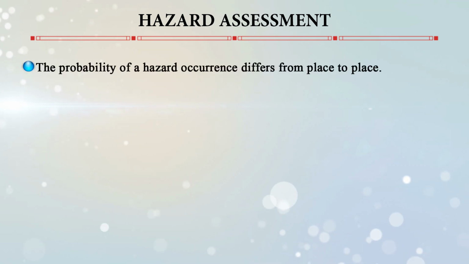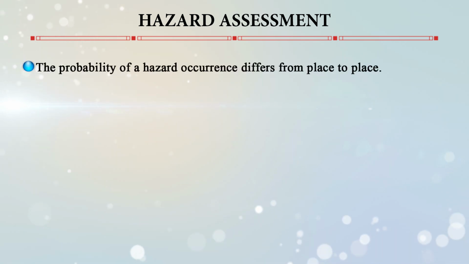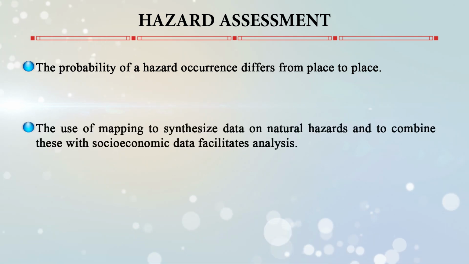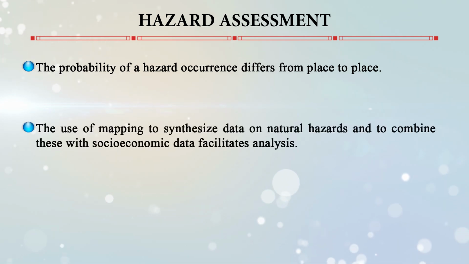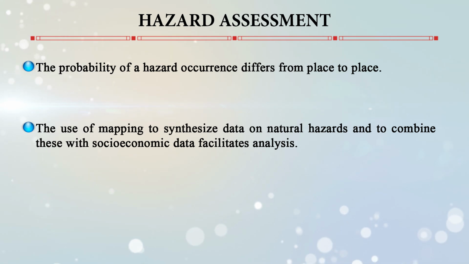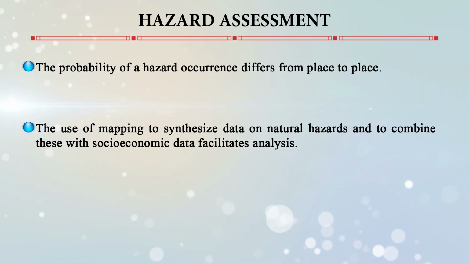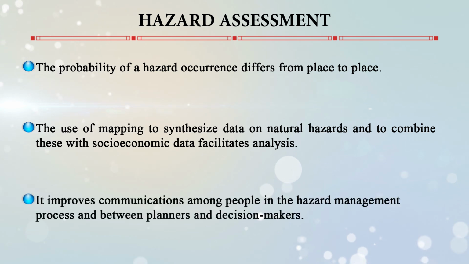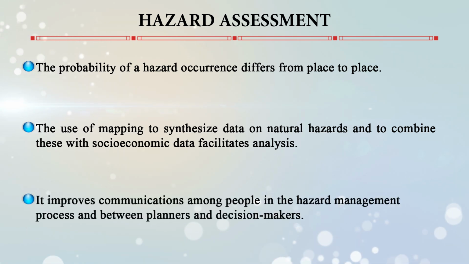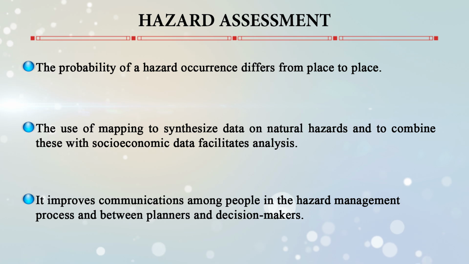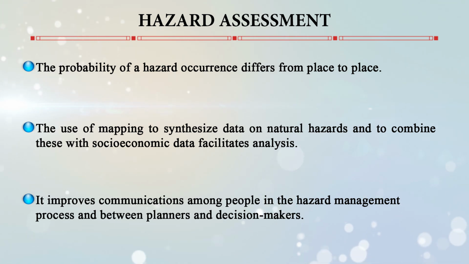The probability of a hazard occurrence can differ from place to place. The use of mapping to synthesize data on natural hazards and to combine these with socio-economic data will facilitate the analysis. It improves communication among people in the hazard management process and between planners and also the decision makers.